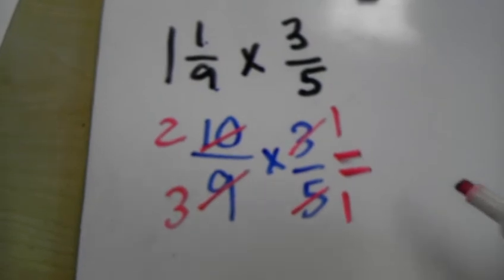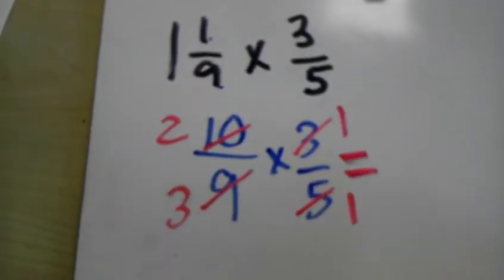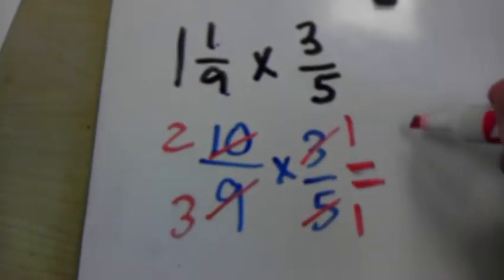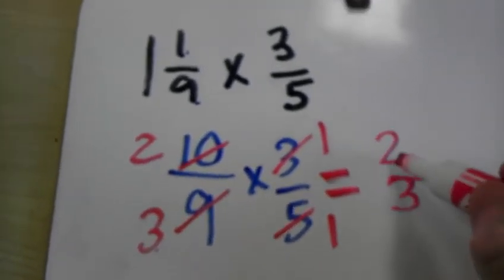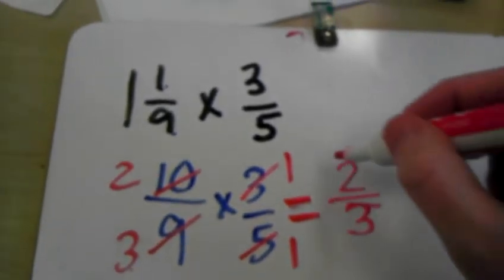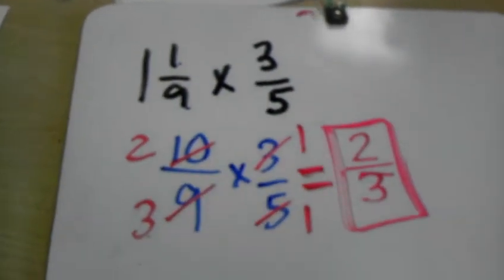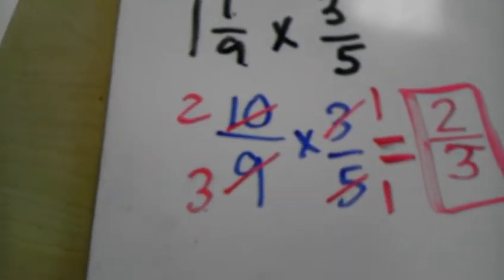Now, the next step is you just have to multiply your numerators and multiply your denominators. So 2 times 1 is 2, and 3 times 1 is 3. So my answer here is really 2/3. Okay, and the last problem I'm going to give you is division.